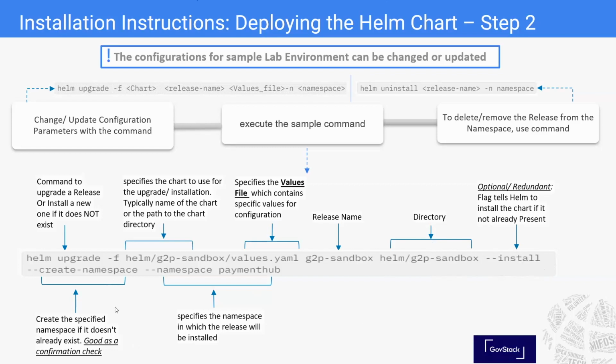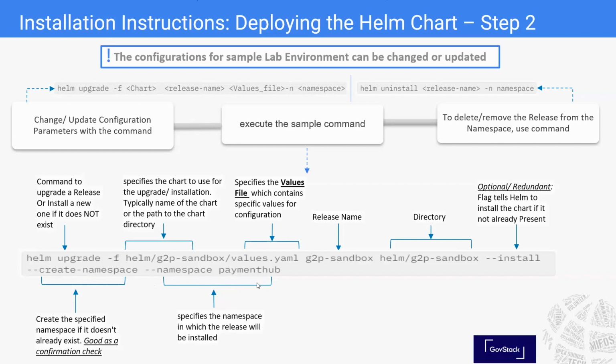And also, if the namespace is not already created, but it is recommended that you do create a specific namespace, this command over here, create namespace, would create it. This is again a redundancy check, good to have. And once you write create namespace, you give the namespace in which you want this update to be installed, which we have over here as payment hub.